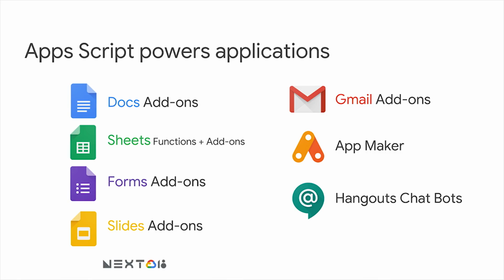AppScript powers applications. These are just a couple of the applications that you can enhance with Google AppScript. For example, you can create Google Docs add-ons, Sheets custom functions and add-ons, and Form add-ons. Just last fall, we announced Slides add-ons, and more recently, Gmail add-ons, as well as App Maker for building applications, and Hangouts chatbots for automatically replying to chat messages.